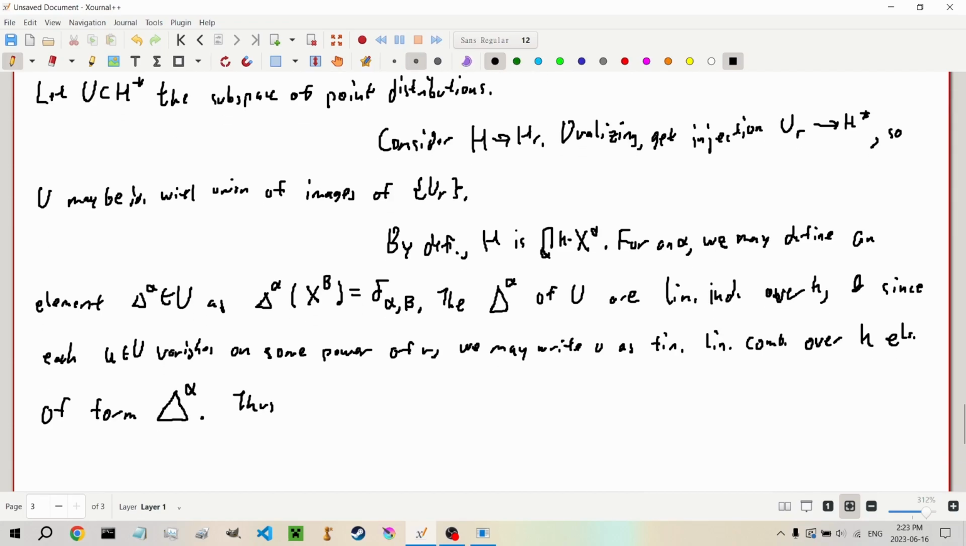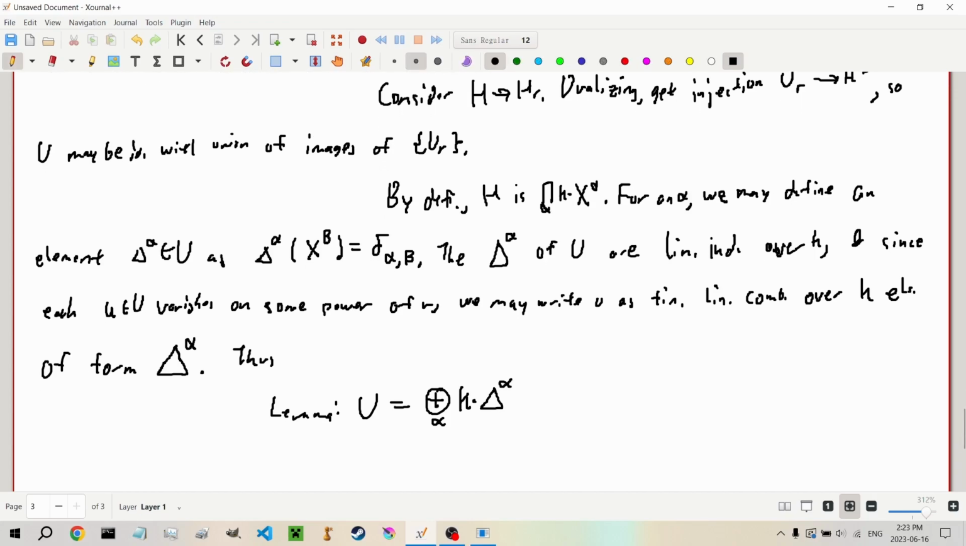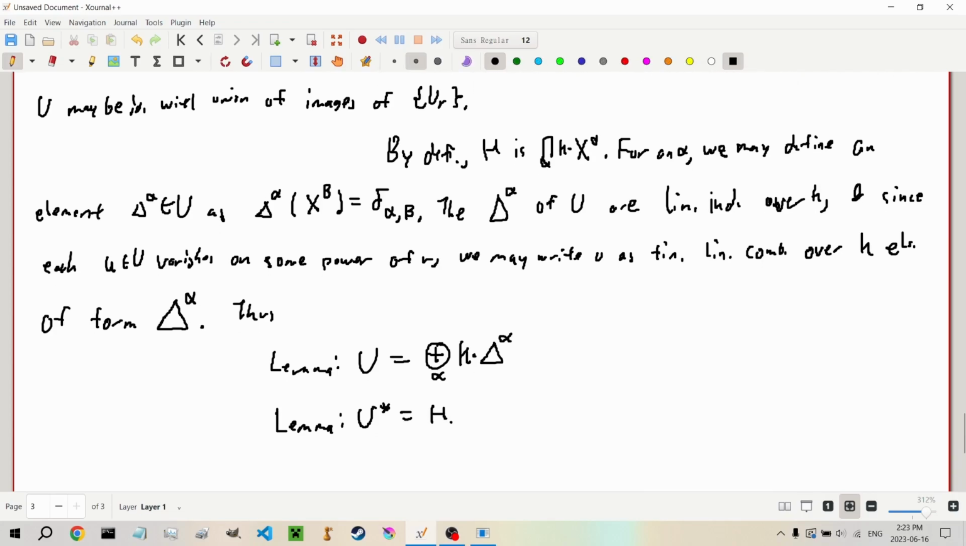Let's get a lemma for free, seeing that U is the direct sum over alpha of K times delta to the alpha. And we also get that U star is just H.